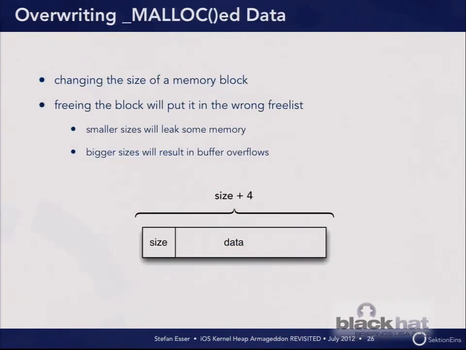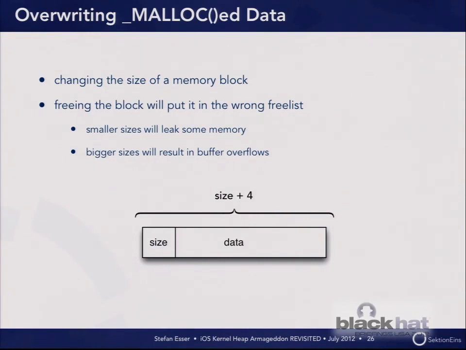Okay, so what happens when you overwrite data that is allocated by malloc? You can only overwrite the size field, because it's the only extra metadata. And this allows you two different things. If you write a value in there that is smaller, then when it's returned to the memory, you basically leak memory. Because the large buffer will be returned into a zone that's supposed to have smaller memory elements. So there's a lot of memory that leaked in this case.